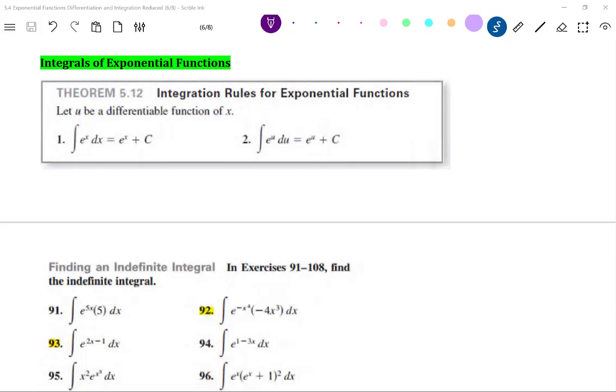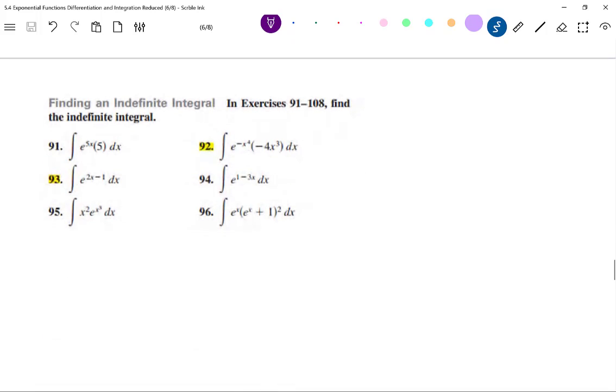Of course, since the derivative of e to the x is e to the x, the integral of e to the x is again e to the x. However, if it's e power by a function, we need the derivative of the function, and the integral to be e to the u. So let's see how it works.